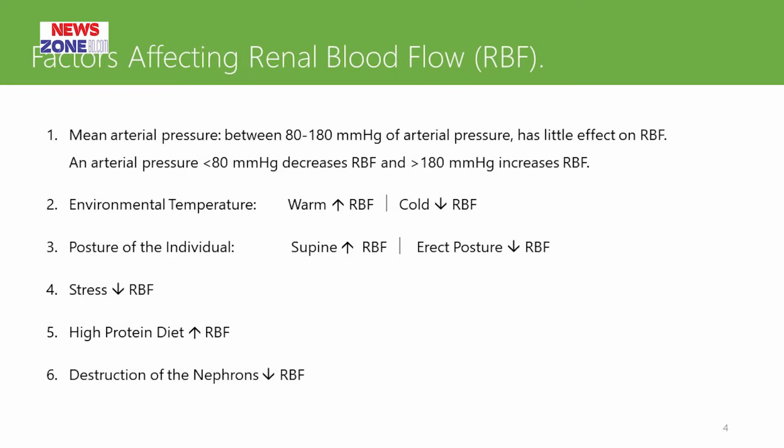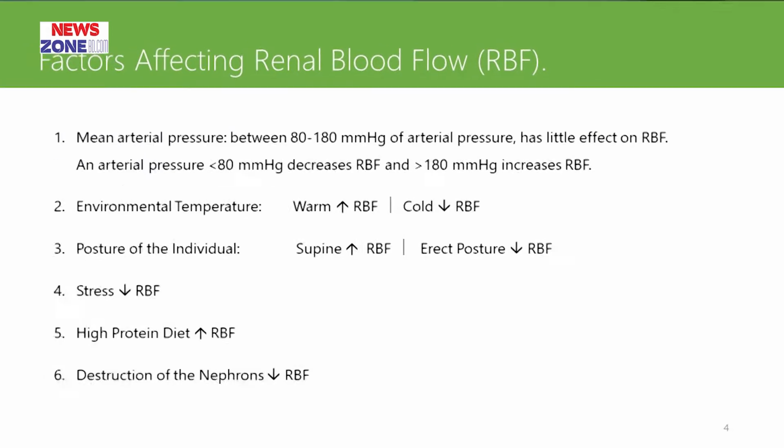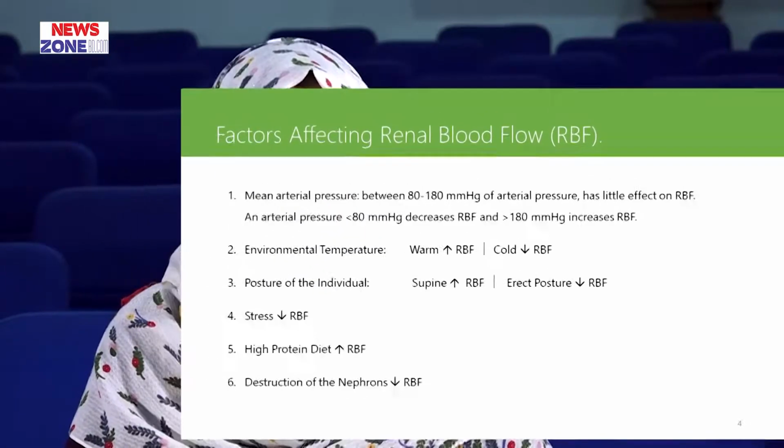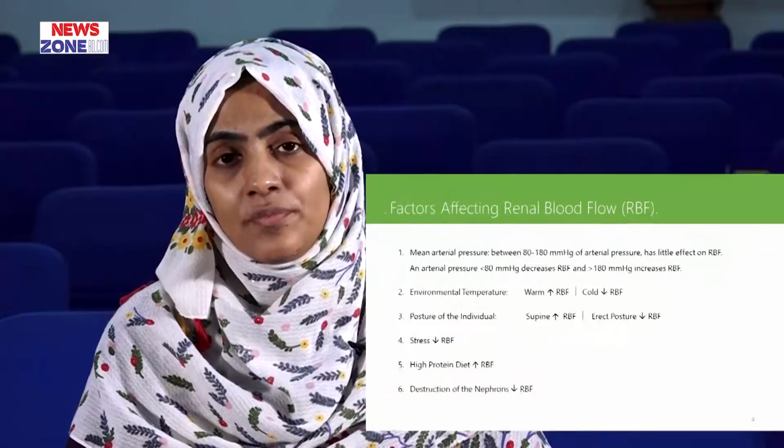So there is a wide range in which blood pressure changes don't cause a change in renal blood flow, and the pressure range is 80 to 180 millimeters of mercury. If the pressure is less than 80, blood flow decreases. If it is more than 180, blood flow increases. But within the range of 80 to 180, the blood flow remains constant.